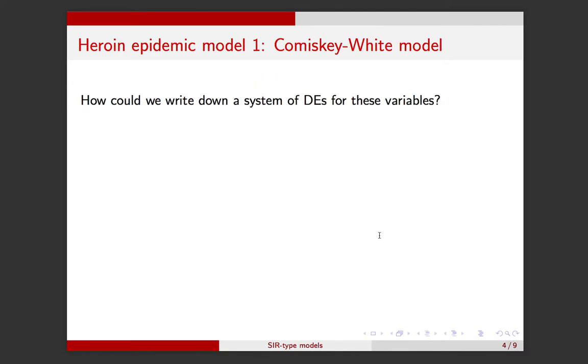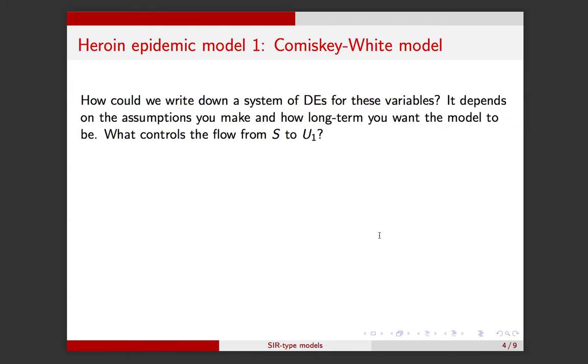Once you have that flow diagram, how do you build a system of DEs for those variables? Like how do we do that back with the SIR model? Well, it all depends on the assumptions you're making about levels of contact and how the flows work. Do you just have a fixed proportion of people flowing from one group to another? Or does the flow depend on the amount of contact? Also, how long-term is the model? So do you want to include a natural death rate of the population as people are dying from cancer over the years? Things like this.